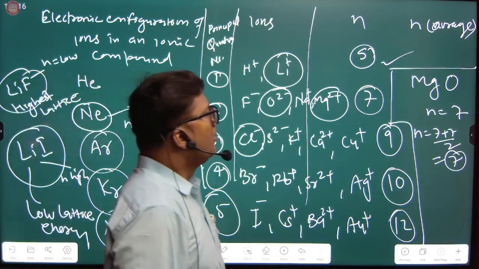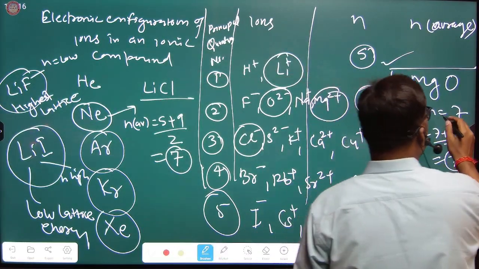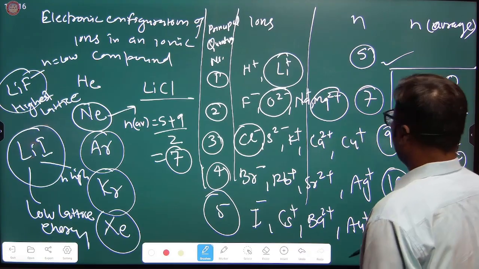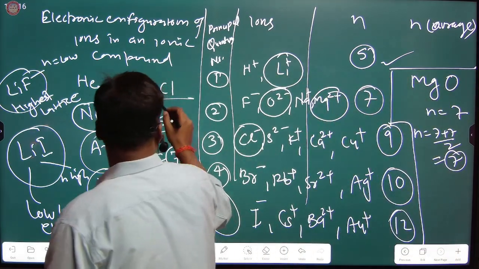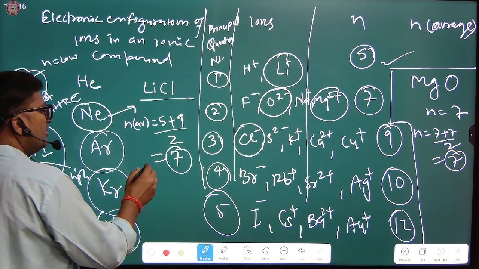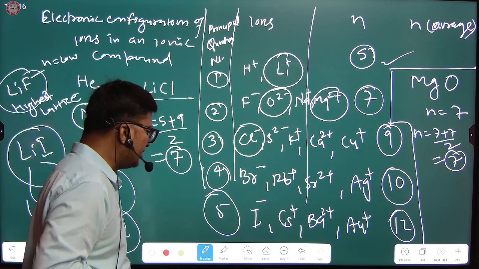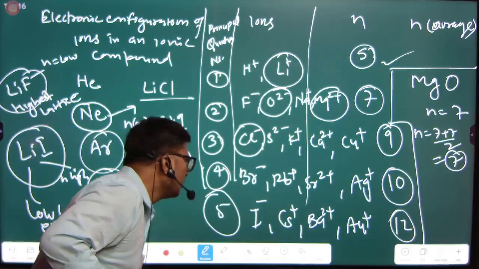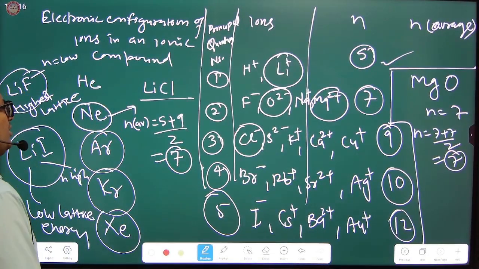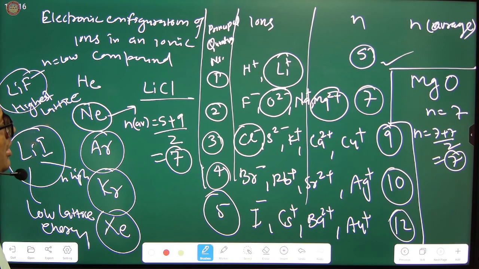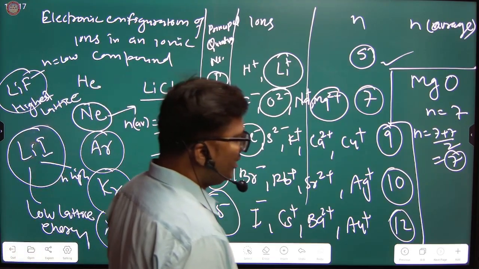So for MgO, the Born exponent is 7, and in the case of lithium chloride there is also a Born exponent of 7, right? So this is the way by which we can determine the Born exponent, as an average quantity from these data, and we can calculate lattice enthalpy.